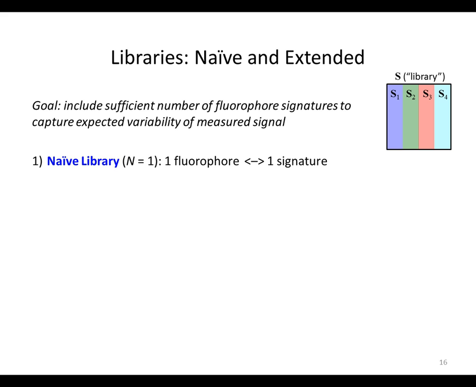Okay, so in my library, the goal of my library is basically to include in there a sufficient number of signatures so that I capture the expected variability of the measured signal. So one way to construct a library, and this often is done when people use these approaches, is what I'm going to call the naive library, where if I'm looking for 4 fluorophores, then I have 4 signatures, and this matrix has 4 columns, one for each fluorophore. But as we were just saying, for us, this isn't really a very good solution.